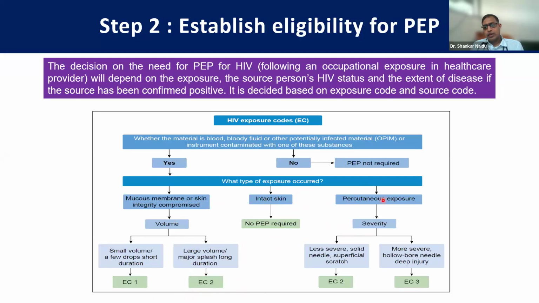For percutaneous exposure, we have to determine the severity of exposure. If it is less severe, with a solid needle, or if it is just a superficial scratch, then it will be EC code 2. If it is a more severe exposure with a hollow bore needle or a deep injury, then the exposure code would be 3.